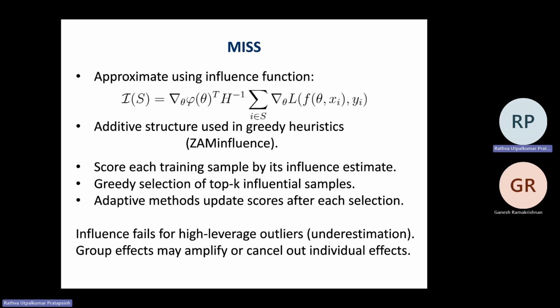So adaptive heuristic is to handle non-additive influence and is better at modeling contextual importance.